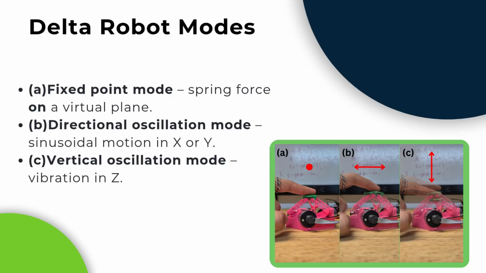So what are the delta robot modes? The delta robot supports three principal haptic modes. The first one is fixed point mode, which simulates a virtual plane with a configurable stiffness. Second, we have the directional oscillation mode, which moves the platform horizontally in a given direction, helping to guide the user. And last, we have the vertical oscillation mode, which moves the platform up and down, acting as a cue to indicate reference points in the GUI.